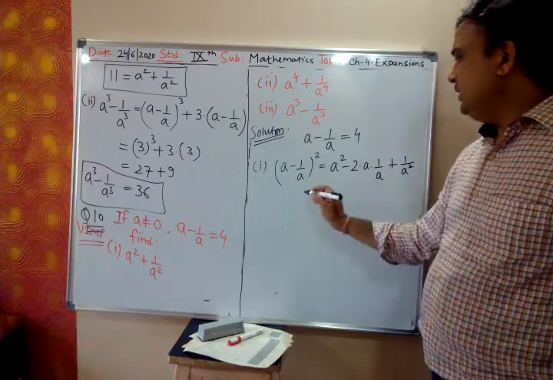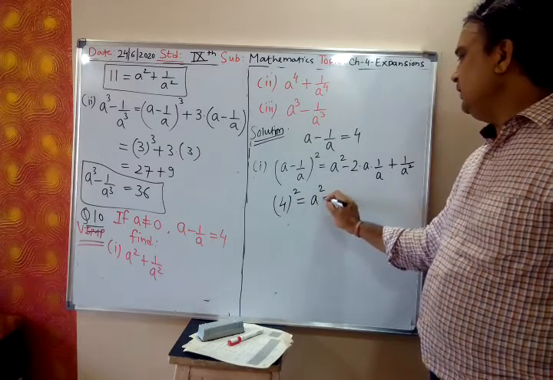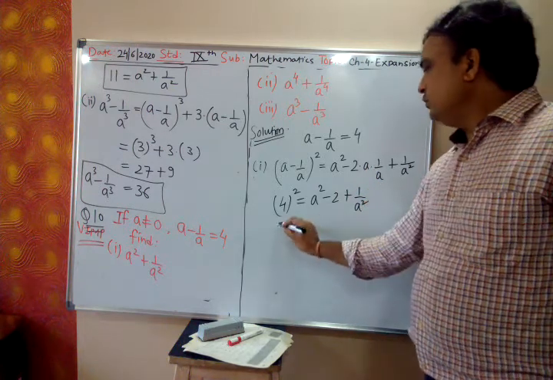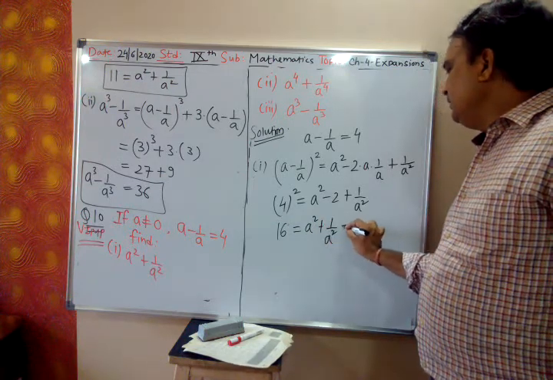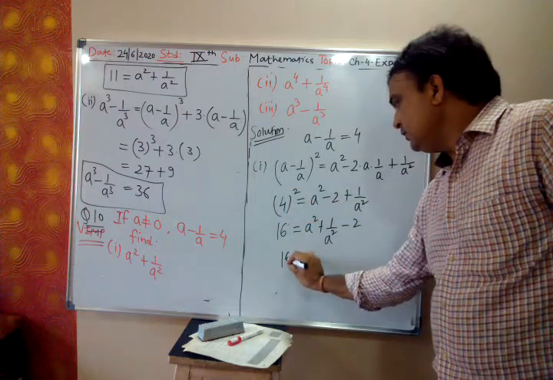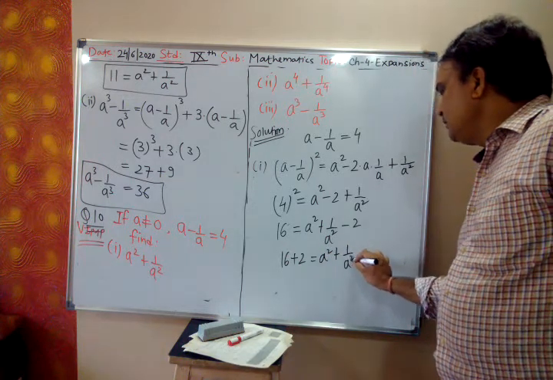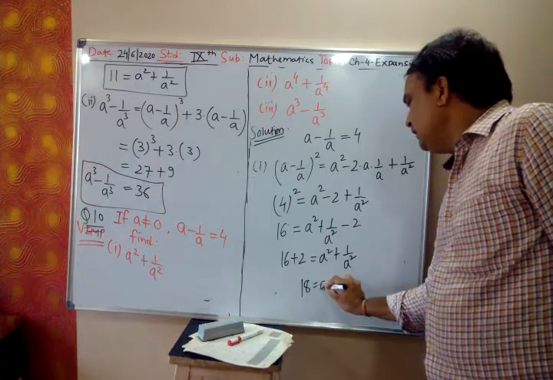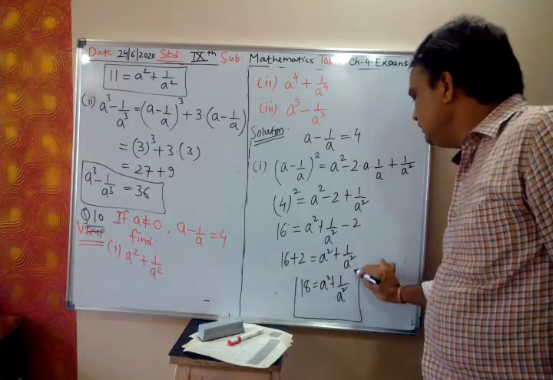Now a minus 1 upon a value is 4, so 4 square is equal to a square minus 2, the a's get cancelled, plus 1 upon a square. 4 square is 16, which is equal to a square plus 1 upon a square, then minus 2. Now minus 2 I will take to the other side, it becomes plus 2. So 16 plus 2 is 18, and 18 is equal to a square plus 1 upon a square. So a square plus 1 upon a square, this value is 18.